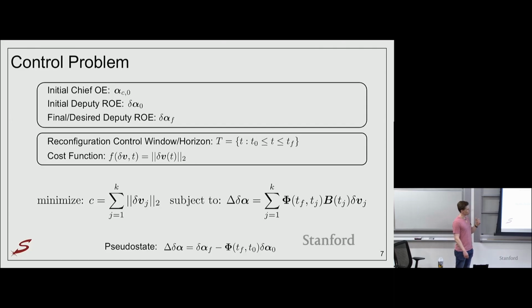So then the base control problem we're looking at is to minimize a cost C, which is the sum of impulsive maneuvers in the control window, subject to the pseudostate set equal to the effect of those maneuvers in the control window.